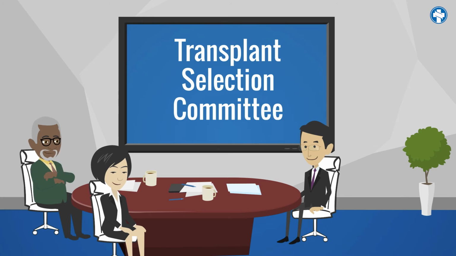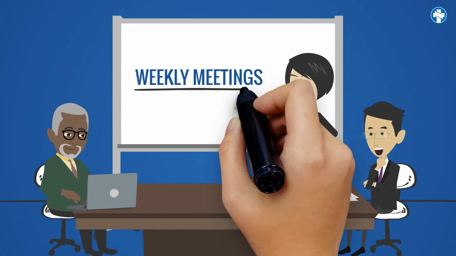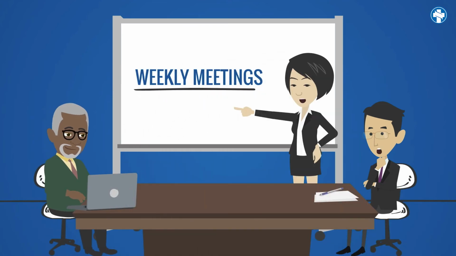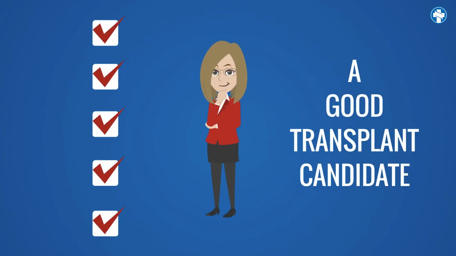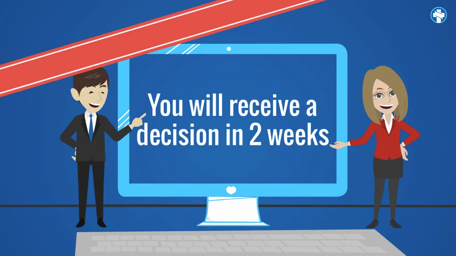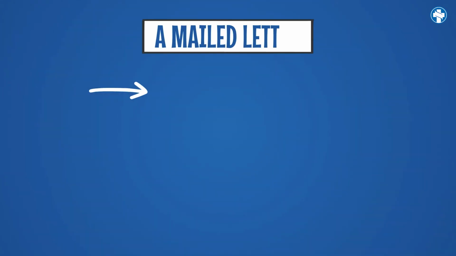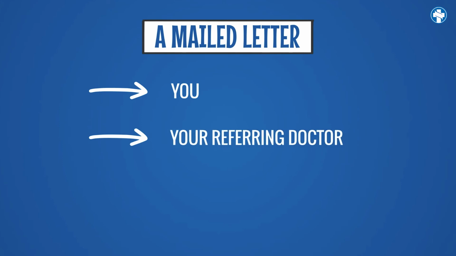Once you have completed all the necessary testing, your case will be presented to the Transplant Selection Committee. This committee meets weekly and is made up of many members from your transplant evaluation process, so that a varied set of perspectives are considered when deciding who is a good transplant candidate. You will receive a decision within 2 weeks via a mailed letter to you, your referring doctor, and dialysis center.